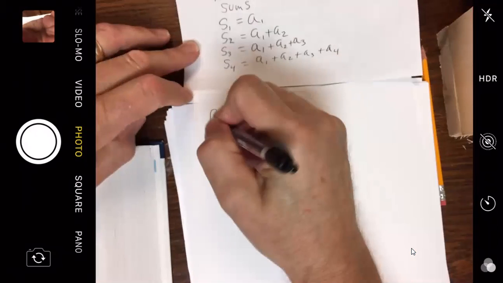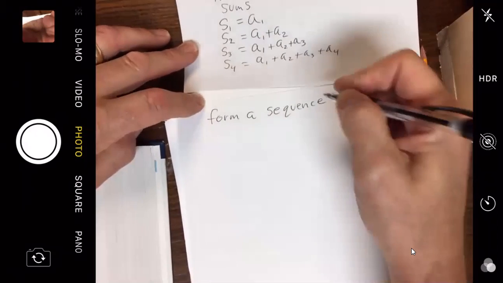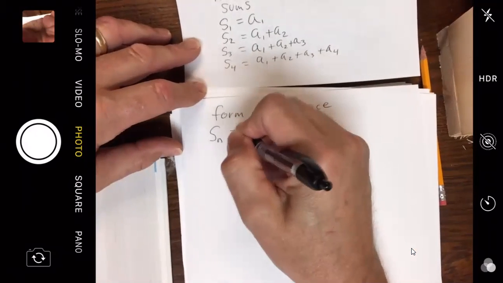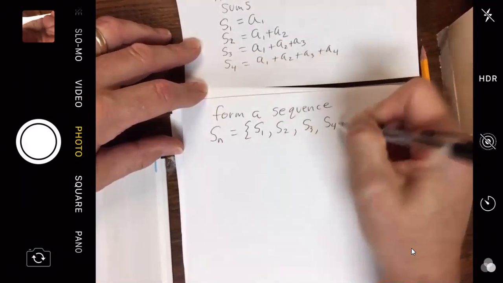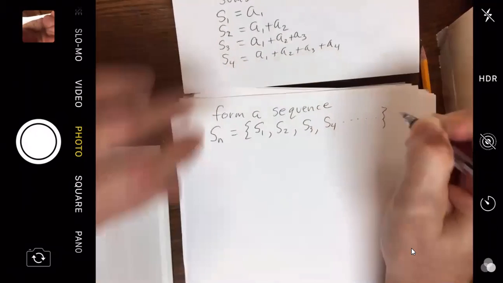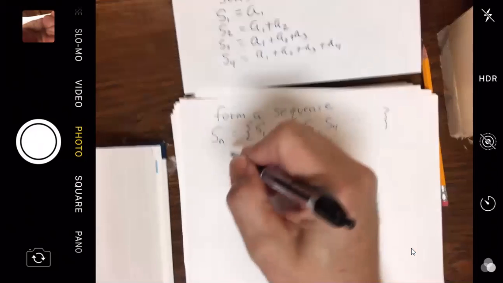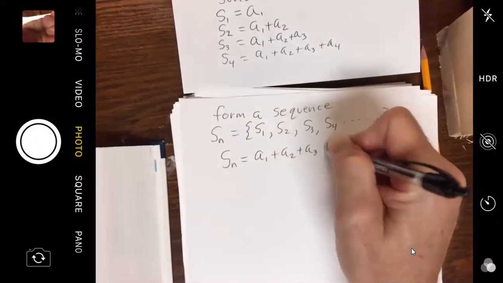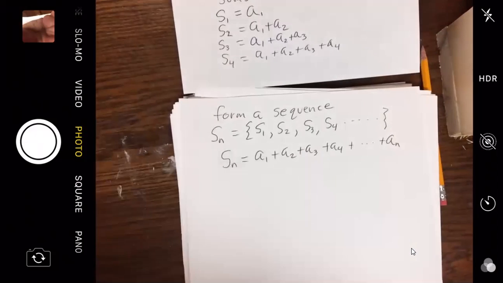And you form a sequence. You call it S_n. So you list S1, S2, S3, S4 out as far as you can go, infinitely. Okay, so the nth partial sum is a1 plus a2 plus a3, all the way out to the nth term. That's what they're showing you here.